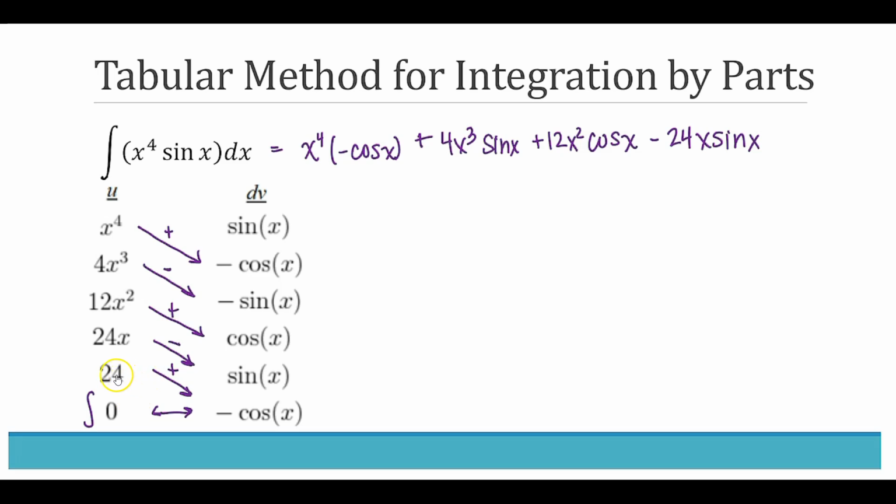And then finally, I have 24 times negative cosine x. So that's negative 24 cosine x, and it's going to keep the same sign. So it's going to stay negative. So it's going to be negative 24 cosine x. And then finally, plus c. So this is my answer.